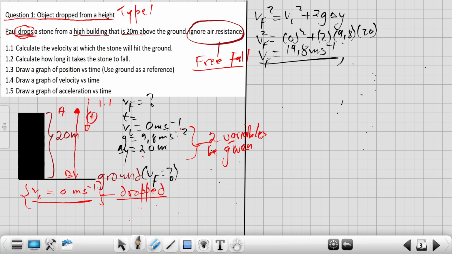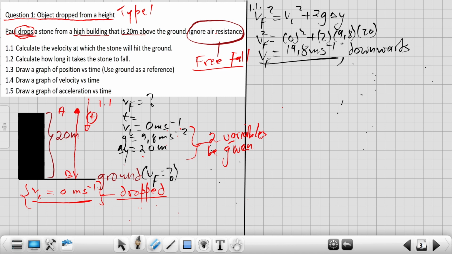Remember, it is a velocity, it is a vector quantity, so we must also assign direction to it. It will be 19.8 meters per second downwards. Now that is for 1.1. And then at 1.2, I hope it is clear how I came about choosing the equation that I used, because choosing the equation is only based on analyzing the information that is given.